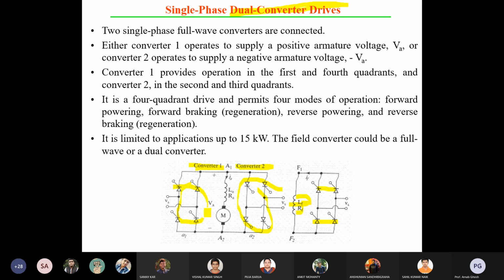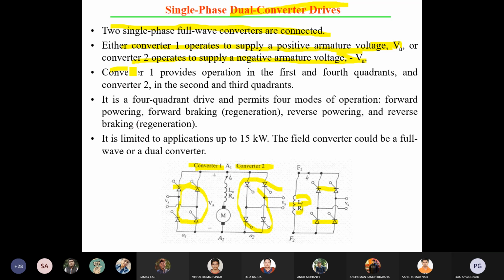Okay, the firing pulse of converter 1 plus the firing pulse of converter 2 can work up to 2 pi range. So alpha A plus alpha B equals 2 pi. Two single phase full wave converters are connected over here. Either converter 1 operates to supply a positive armature voltage, that is VA positive, or converter 2 operates to supply the negative armature voltage, that means minus VA.